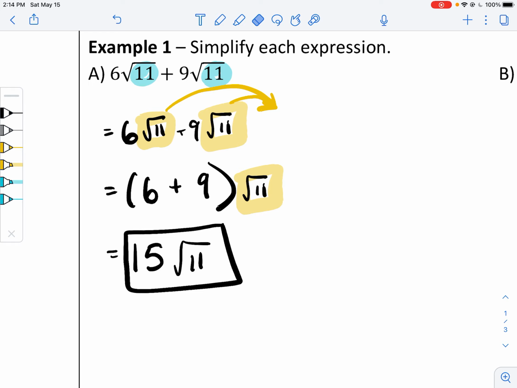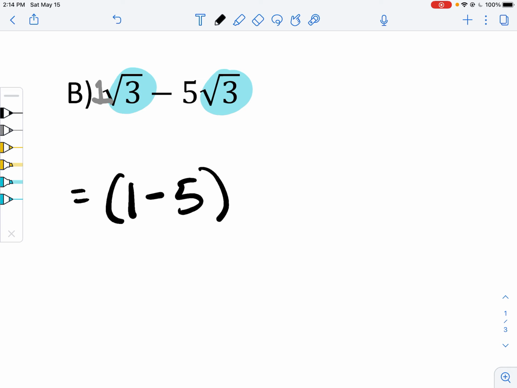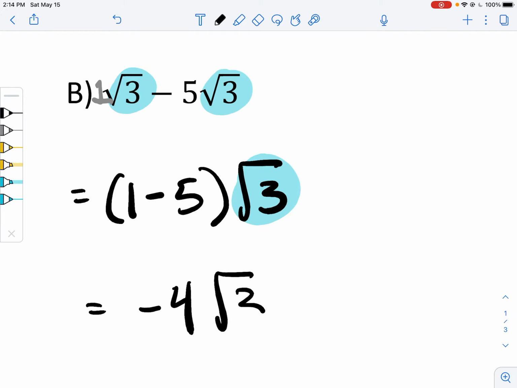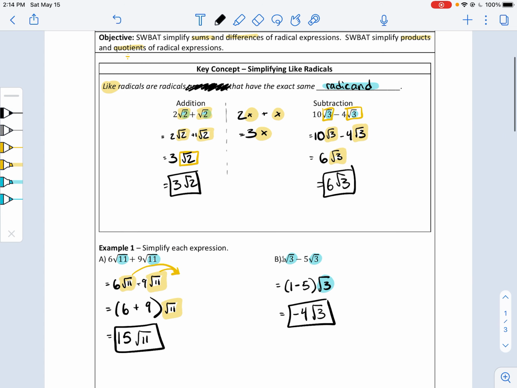Cool? Same thing over here. 1 rad 3 minus 5 rad 3, well, that's the same thing as 1 minus 5 all times rad 3. 1 minus 5 is negative 4, so we get negative 4 rad 3. So that's addition and subtraction. You can add and subtract like radicals, just like normal algebraic expressions. Multiplication gets a little more fun.